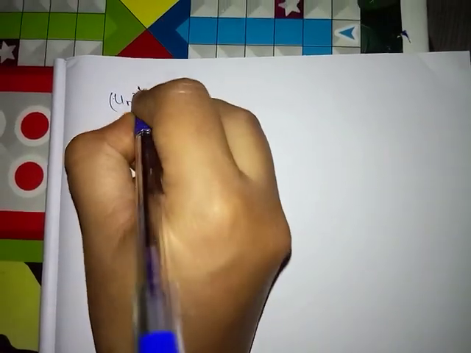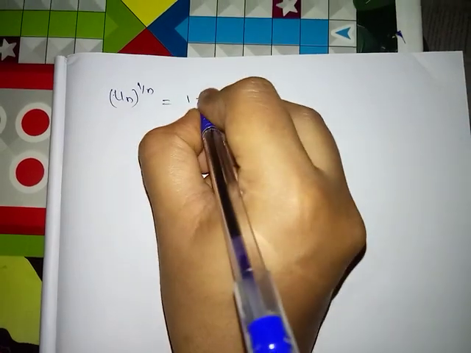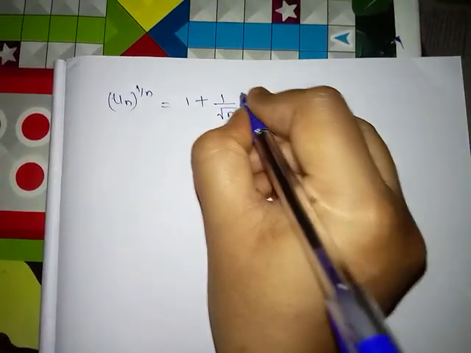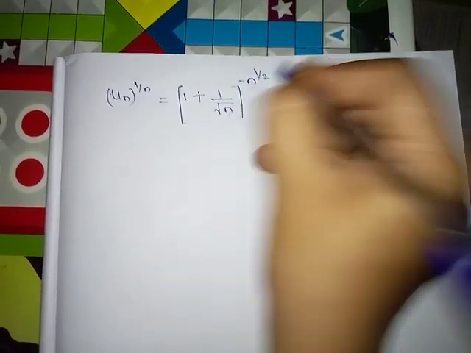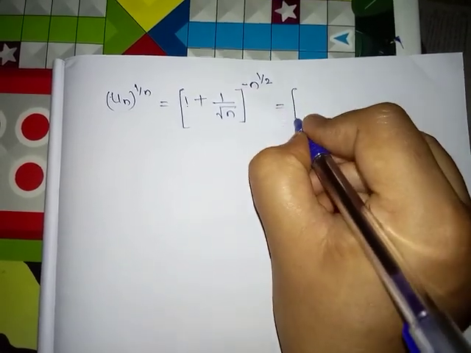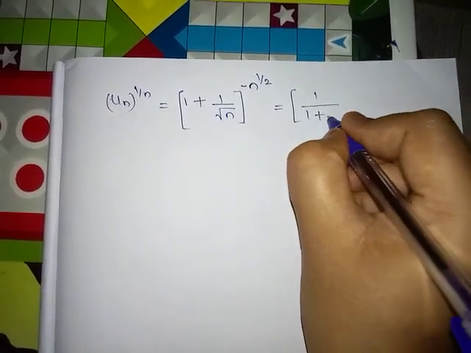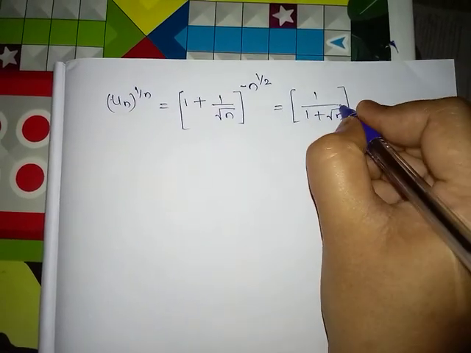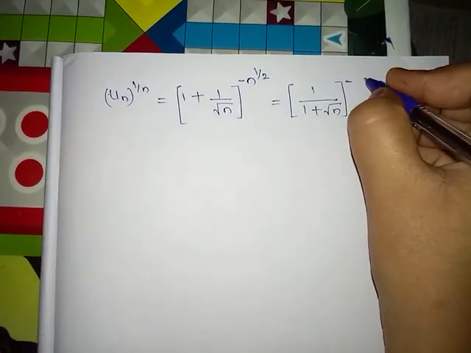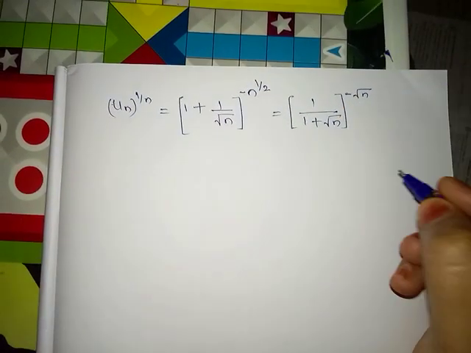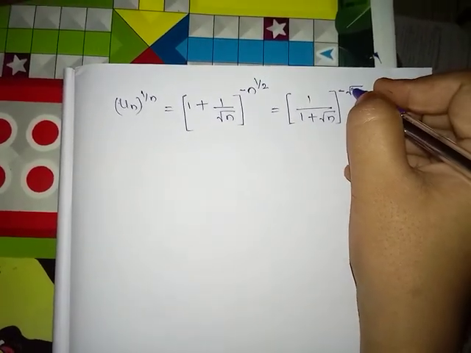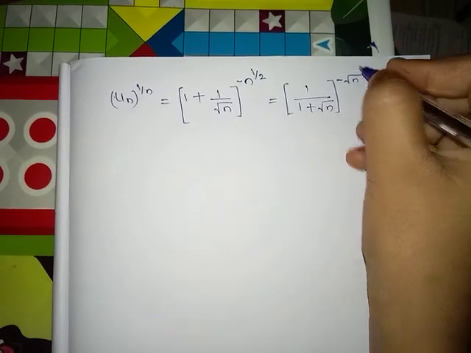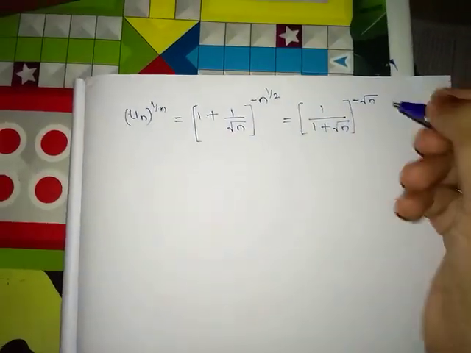Next I will write the un raised to 1 by n value again here, that is (1 plus 1 divided by root n) raised to minus n raised to 1 by 2. This can be written as 1 divided by (1 plus square root of n) whole raised to minus n raised to 1 by 2, which can be written as root n. Then we know that anything raised to minus something is 1 divided by that term raised to something here.